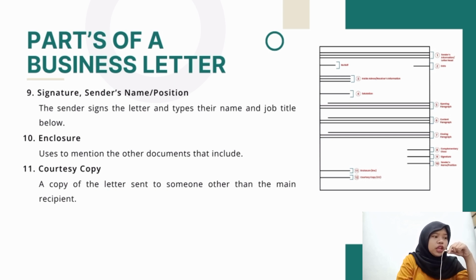9. Signature, sender's name or position. The sender signs the letter and types the name and job title below. 10. Enclosure, used to mention the other documents that are included. 11. Courtesy copy, a copy of the letter sent to someone other than the main recipient.